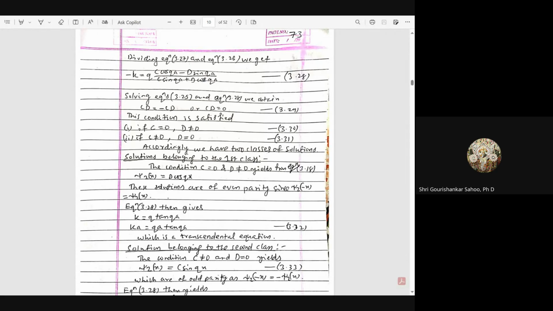Now solve these two and you will get CD is equal to minus CD, or CD is equal to 0. And this condition is satisfied if C is equal to 0 and D is not equal to 0, and if C is not equal to 0, D is equal to 0. So two classes of solutions are possible. One for C is equal to 0 and D is not equal to 0, and second for C is not equal to 0 and D is equal to 0.